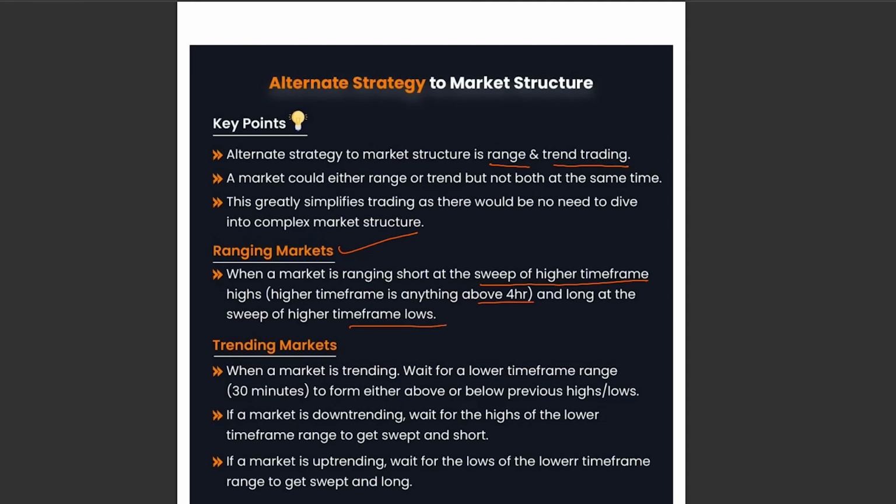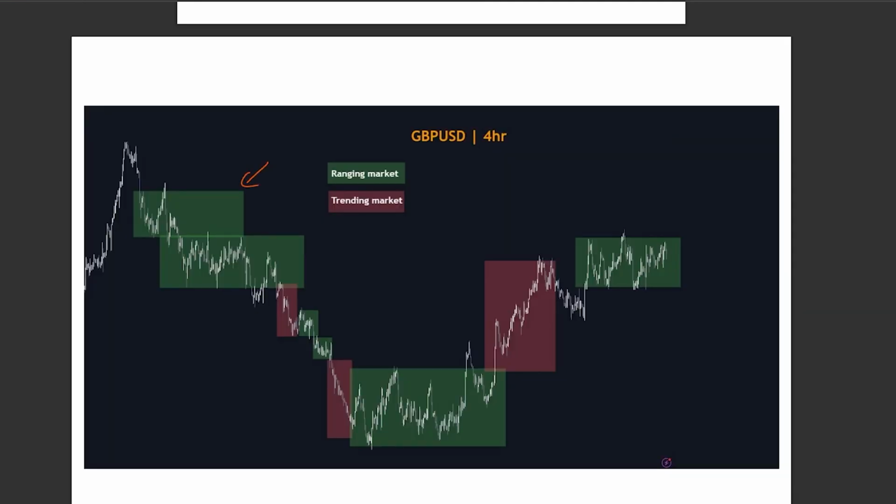Let's look at an example. Here you can see in the green boxes on the GBP USD 4-hour chart, the market is in a range bound environment. However, in the red boxes, you can see the market is trending. So the market could either be ranging or trending. And what did we learn? If the market is ranging, we can short the market at the sweep of the 4-hour highs and long the market at the sweep of the 4-hour lows.